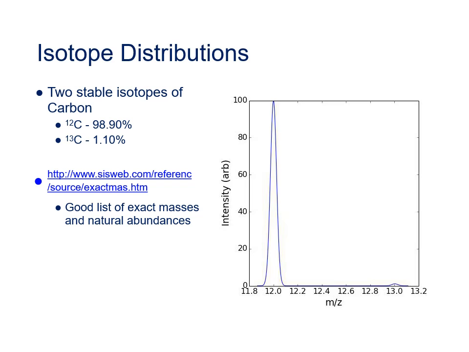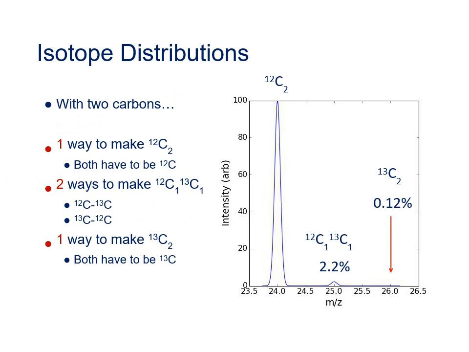Remember, you can use the SIS website, linked from here, to find a useful reference to all the naturally occurring stable isotopes and their relative abundances. If we were to plot the mass spectrum of clusters containing 2 carbon atoms, now we would see a mass spectrum containing 3 peaks.